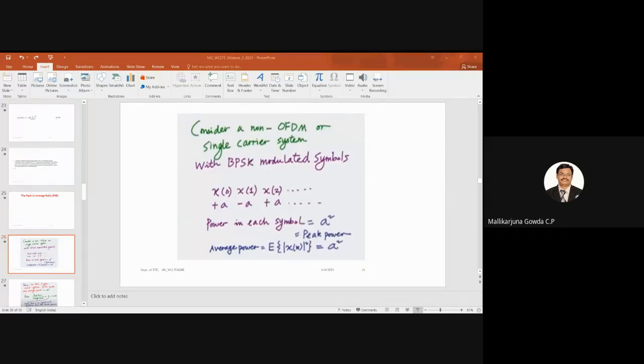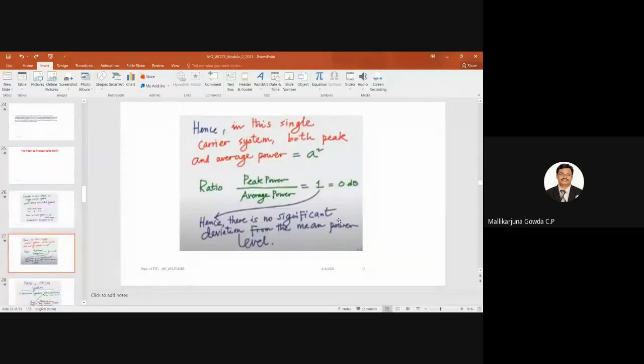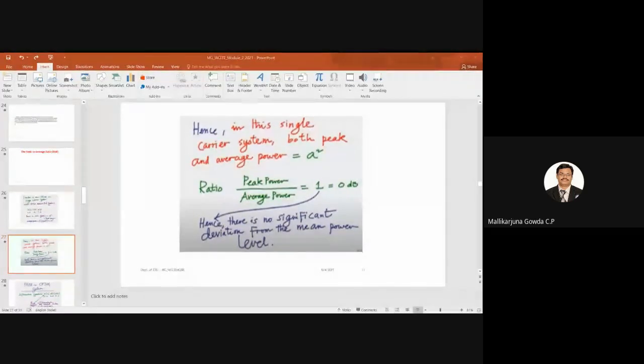So the peak to average ratio for a single carrier system is equal to 1. Peak power is a square and average power is also a square. With that, I can say the peak to average ratio is 1, which is nothing but 0 dB. In terms of dB, it will be 0 dB.